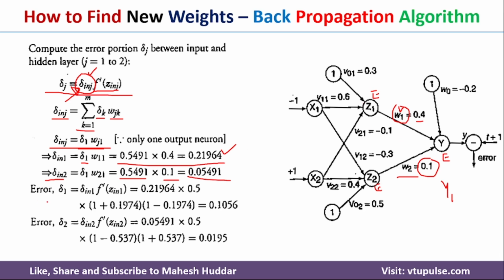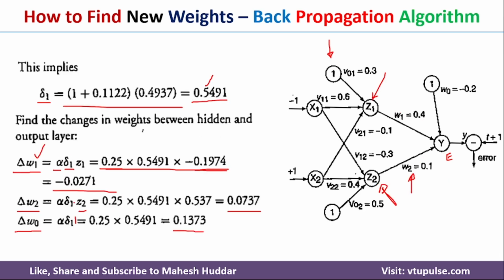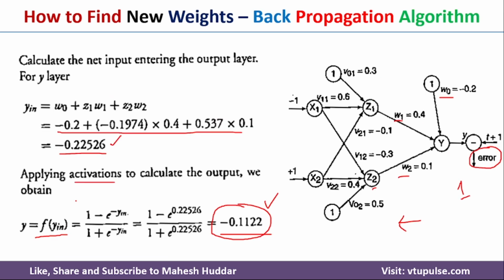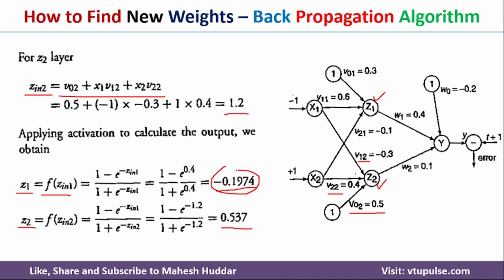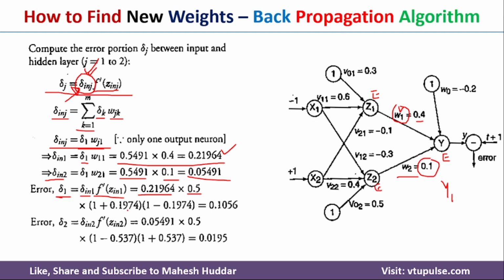Now the final error term: delta 1 is equivalent to delta in 1, the first term we have already calculated, multiplied by f dash of z in 1. F dash of z in 1 is equivalent to alpha divided by 2, where alpha is 0.25, so that is 0.125, multiplied by 1 plus f of z in 1 and 1 minus f of z in 1. What is f of z in 1? We already calculated it in the previous slide. If you go back and see, f of z in 1 is minus 0.1974. So this equation becomes 1 plus 0.1974 the first time, and 1 minus 0.1974 the second time. Once you solve it, you will get the error at this particular z1.